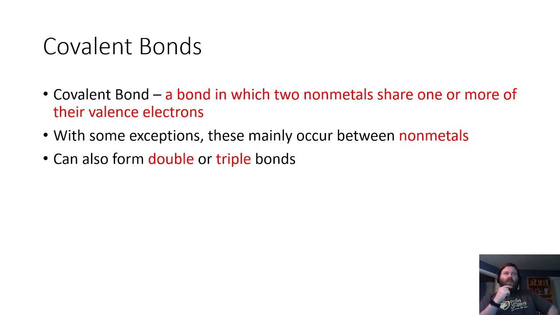Covalent bonds occur when two nonmetals share one or more of their valence electrons. So let me just briefly explain how this differs from ionic bonds.